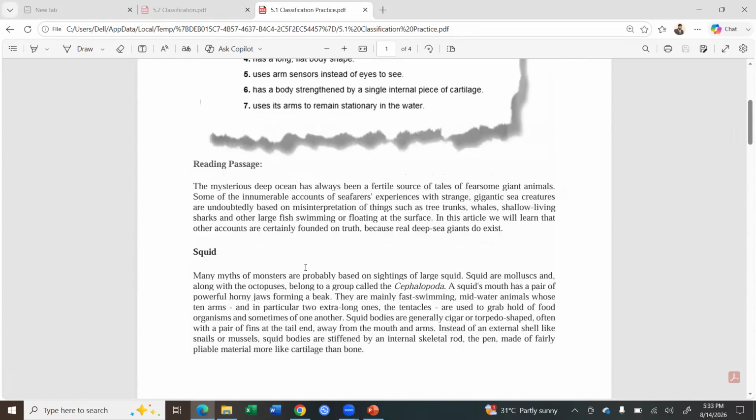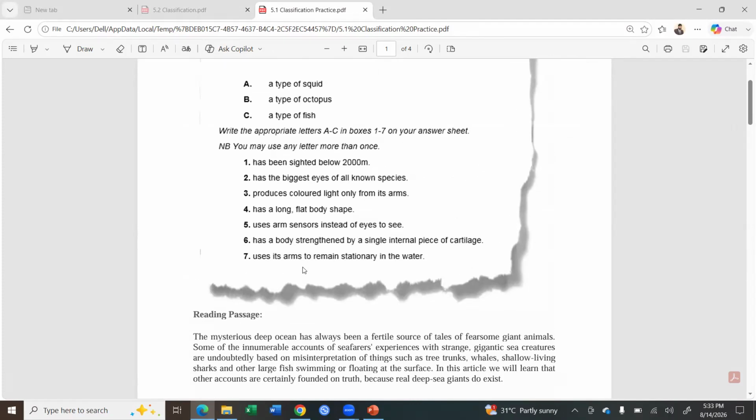Okay, let's do one more question, and then we'll move to the next slides, and I'll share this practice material with you. Has the biggest eyes of all known species, right? So it could either be a type of squid, a type of octopus, or a type of what is the word?